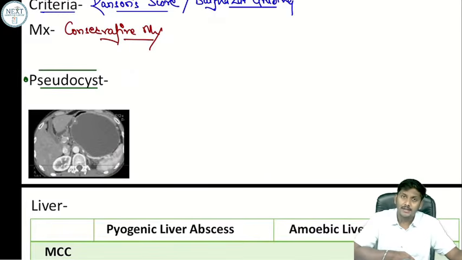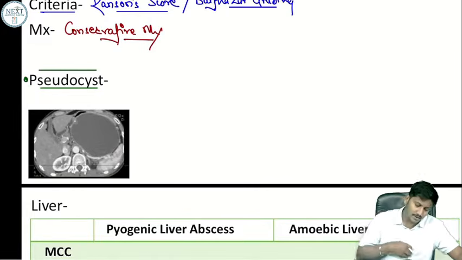Okay? But sometimes definitely the pseudocyst will be big in size, it will be symptomatic and it may not resolve, beta, even after 6 weeks. In those conditions we may have to go for treatment, beta.